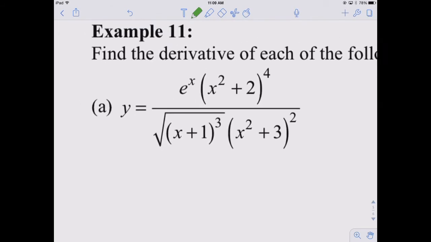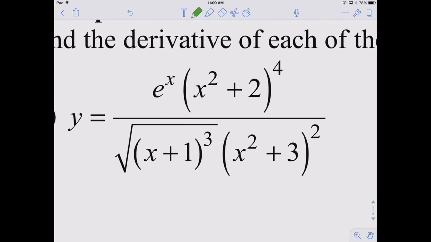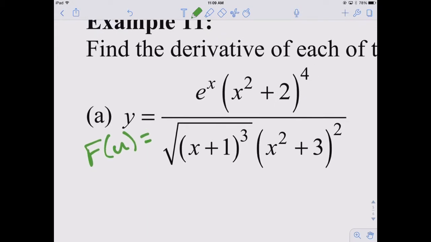Let's look at this one right here, on example 11. It says find the derivative of each of the following. We got y equals that. Oh my gosh. I'm going to rename this one f of u, capital F of u. No, I can't name it f of u. I'd have to change all the variables. I would just call it f of x. Or let's just leave it as y. Anything to keep us from having to start doing this, right? I don't even want to begin.